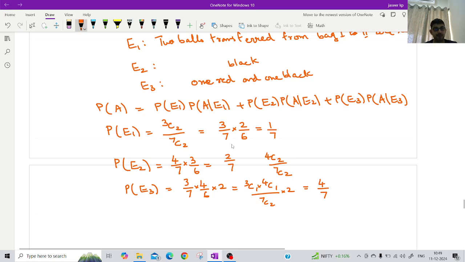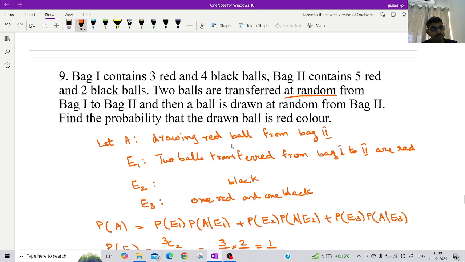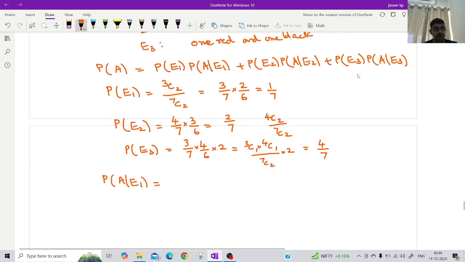Now A given E1. A given E1 means we are drawing a red ball after 2 red balls are transferred. 2 red balls are transferred, we are drawing a red ball. So number of red balls will be increased by 2. In bag 2 we have to see. So bag 2 number of red balls will be plus 2. So that is 7 by 9. So bag 2, initially there are 5 red, 2 black. So when 2 reds are transferred, it will become plus 2. So that is 7 by 9.